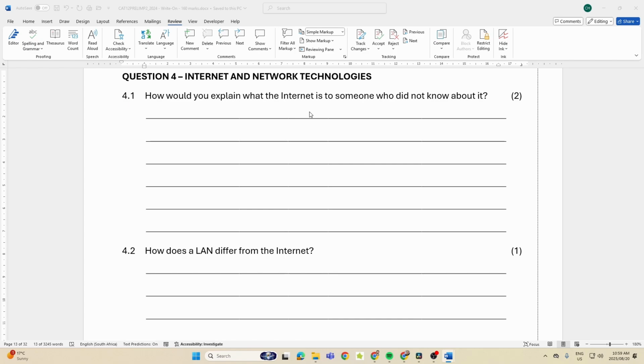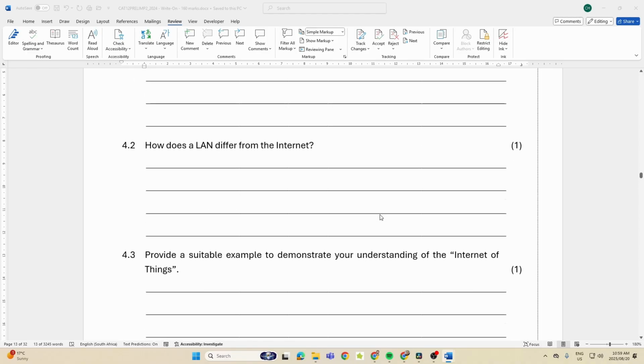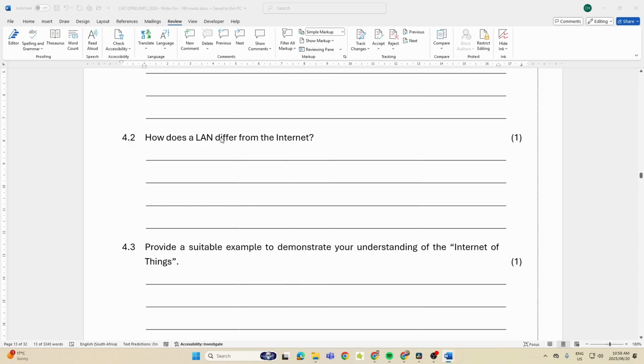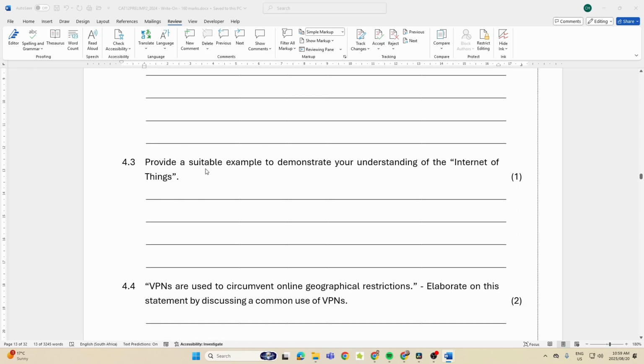So your second mark can come from, it allows people to share information from anywhere. It allows them to communicate from anywhere. It allows them to access a vast amount of data from anywhere. So anywhere, one of those you can use. Then how does a LAN differ from the internet? Well, we know our LAN covers a specific geographical area, right? Whereas the internet, we're talking about a global network connecting millions of computers. So there's your difference.